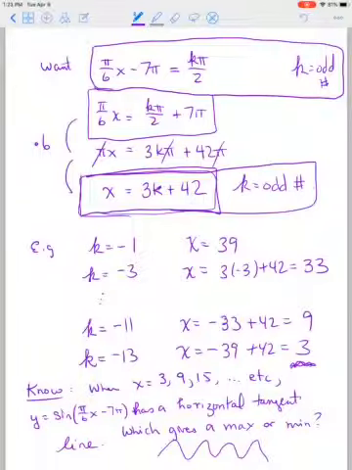And now we can play around. We can say, well, what happens if k is different numbers? For instance, what if k is negative 1?